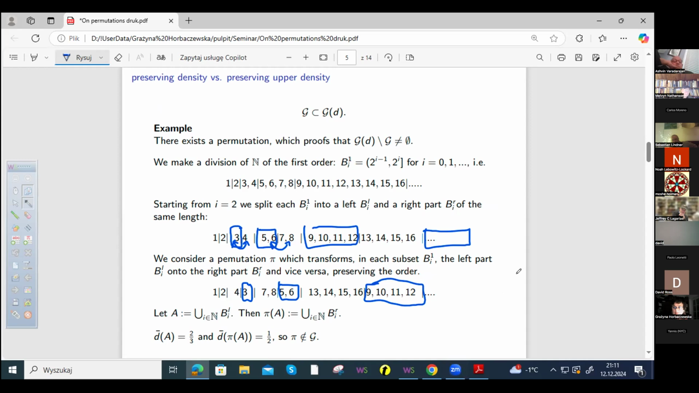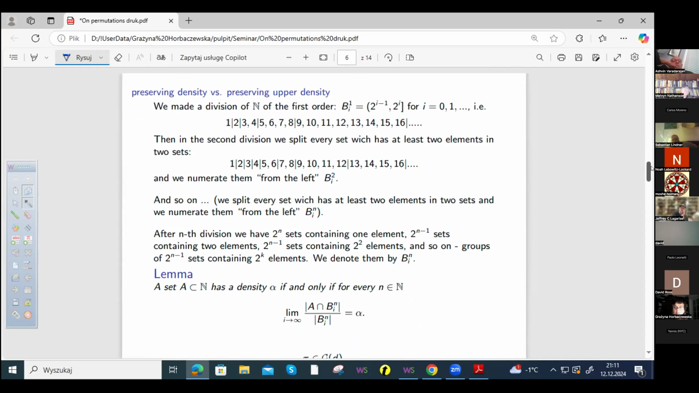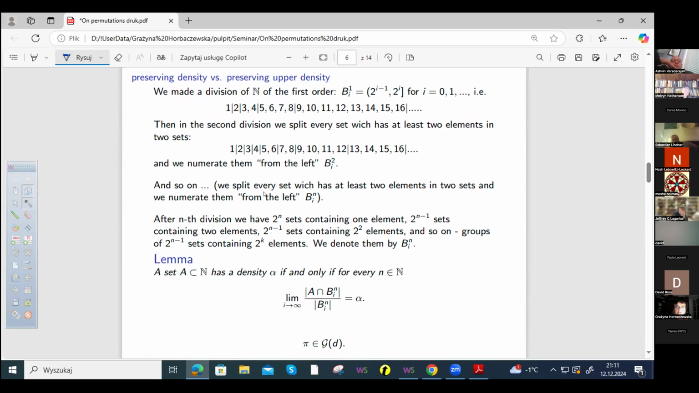Okay. So we can go to another slide. So now about this first order division. We made a division of the first order like that. It's just to remind you this. And then dividing this into halves to define our permutation, we call this the second division. So we divide those sets which have more numbers than 1 into halves, and we enumerate them from the left once again.